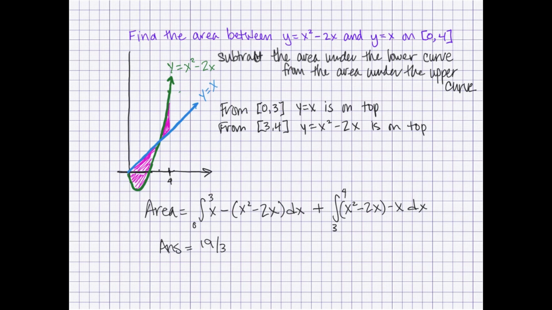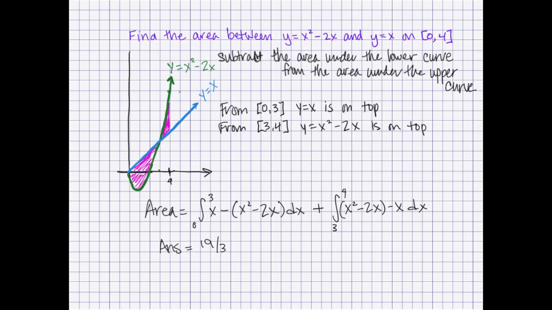So from 0 to 3, you can see that the blue line, y equals x, is on top. And from 3 to 4, the green part is on top. So we're going to have to break it there at the number 3.